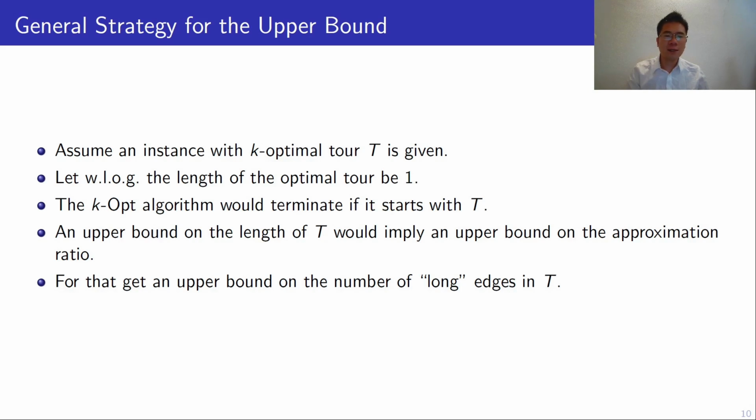Therefore, if we can get an upper bound on the length of T, this would imply an upper bound on the approximation ratio, since we have assumed that the length of the optimal tour is 1, and we did not make any further assumptions on T except the k-optimality. So for such an upper bound, we want to show an upper bound on the number of long edges in T. And long just means high cost. For example, you can imagine that every edge with cost greater than half is long and every other edge is short.